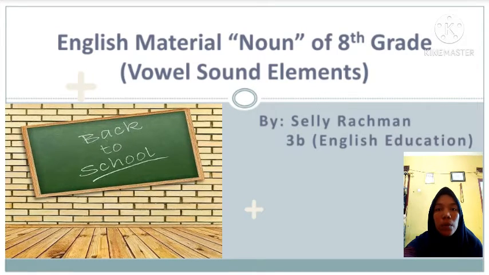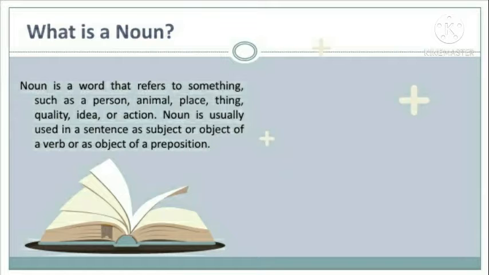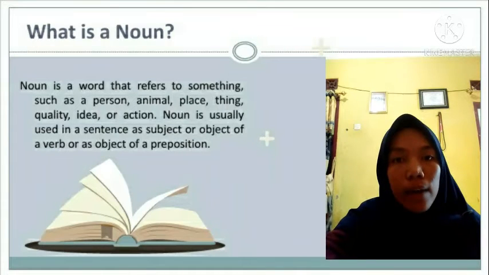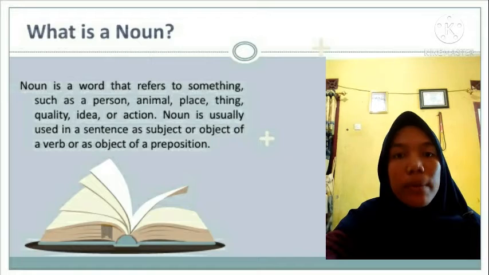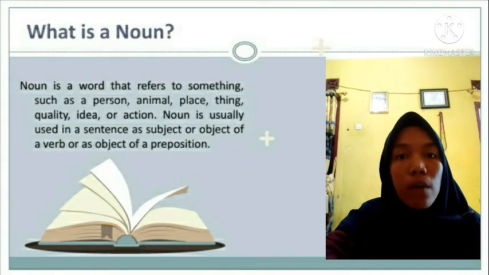Here, I'm going to describe English material about nouns for 11th grade in 2020 or 2021, using vowel sound elements. What is a noun? A noun is a word that refers to something such as a person, animal, place, thing, quality, idea, or action. A noun is usually used as the subject or object of a verb, or as the object of a preposition.